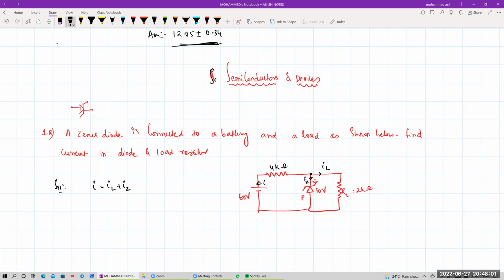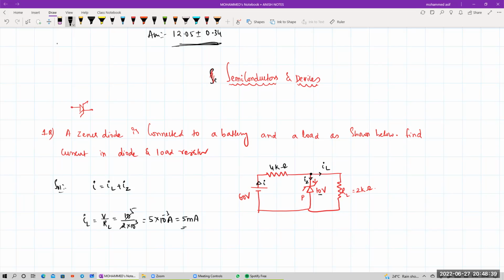So what is the potential across the Zener diode? 10 volt. This is in parallel, so you know that the potential across the load will also be equal to 10. In a parallel combination the potentials will be the same. That means IL, the load current, from Ohm's law, is V divided by the load resistance. V is 10, the load resistance is 2 kilo ohms, 2 into 10 to the power of 3. That becomes 5 into 10 to the power of minus 3 amperes, that is 5 milliamperes.